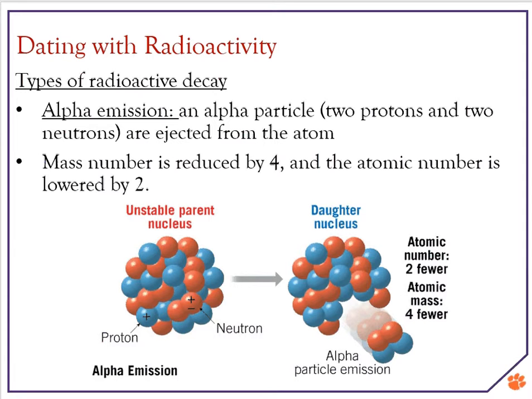As you see in this picture, we have a group of two protons and two neutrons in the nucleus of an unstable parent atom. When this alpha particle emission happens, these two neutrons and protons will leave the nucleus. In this case, the atomic number is going to be lowered by 2 because we are removing two protons from the nucleus. However, the mass number is going to be reduced by 4 because we are removing a total of two neutrons and two protons.